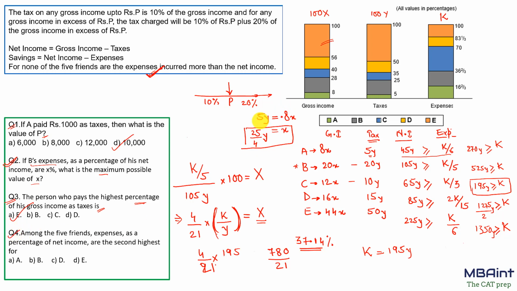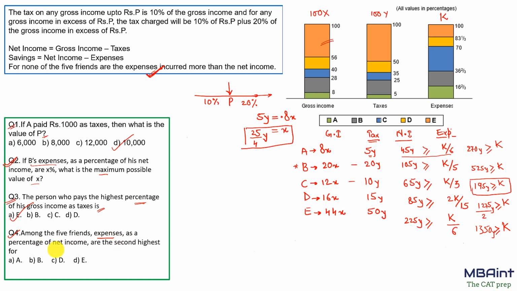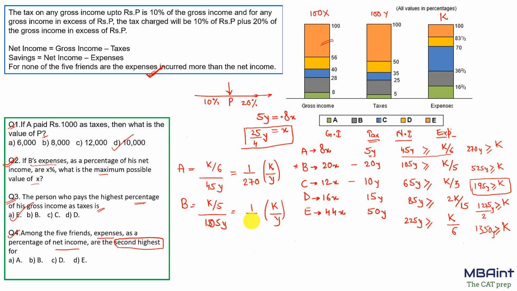Now let's see question number 4. Let me erase this because I'll need space. It says that among the 5 friends, which has the second highest expenses as a percentage of net income. Okay, fine. Now let's find expense as a percentage of net income. For A, total expense is K by 6 and total net income is 45y, right? So this is nothing but 1 by 270 times K by Y. Similarly for B, this would be K by 5 upon 105y, which is again K by Y into 1 by 525. So we need to find the second highest.